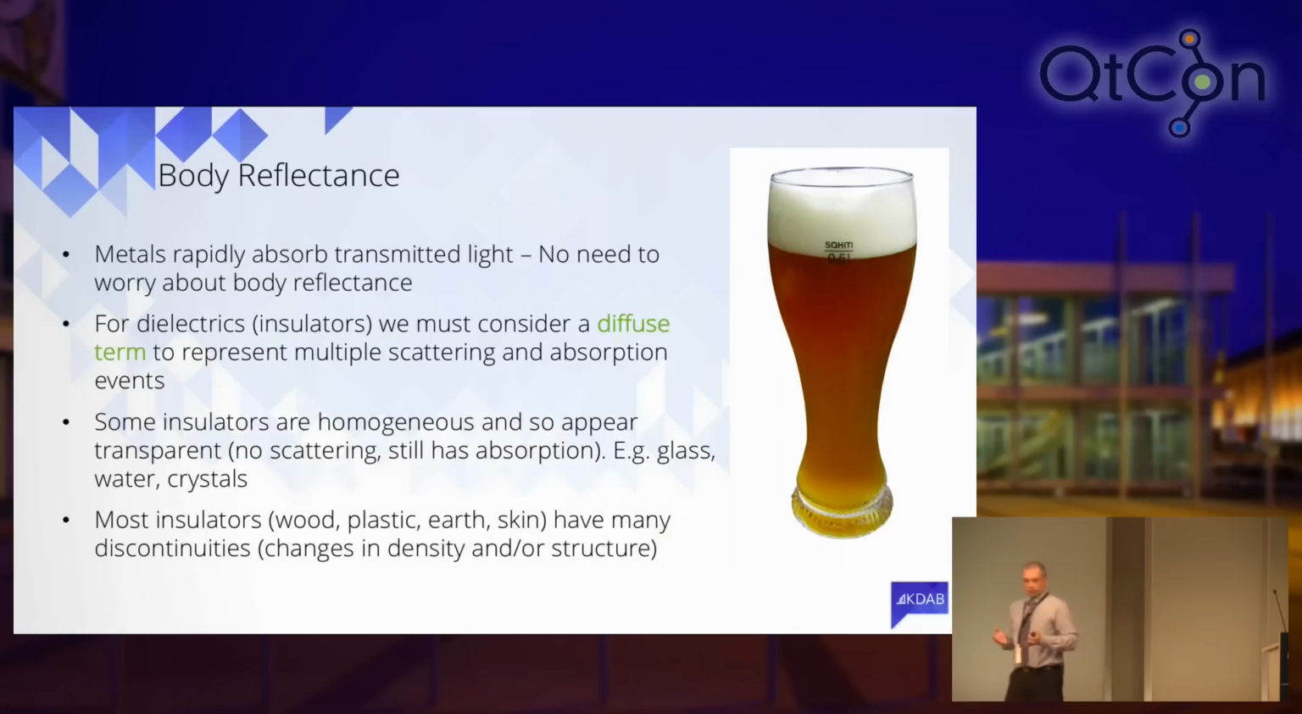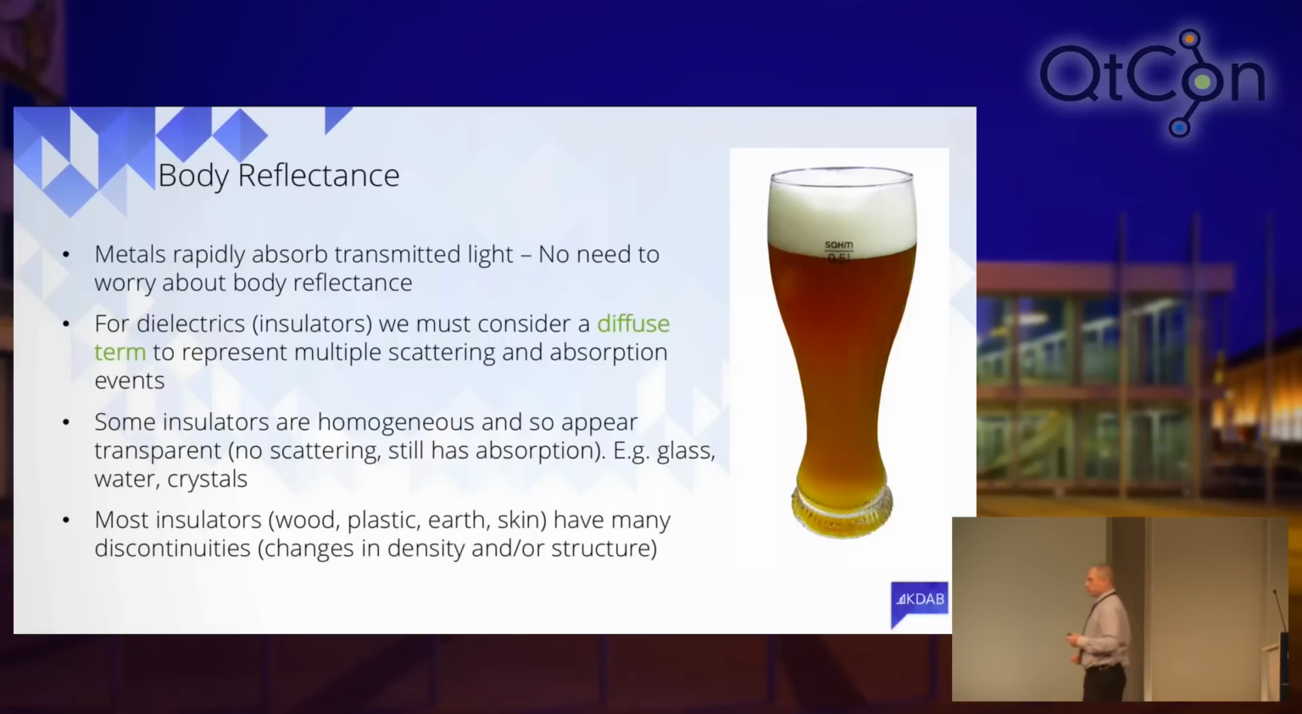Right, so whereas metals absorb any light that penetrates the surface very, very quickly, dielectrics don't absorb everything. They undergo multiple scattering events as the photons go in and bounce around. So we also have to worry about body reflectance. Now, some insulators are homogeneous, things like glass and water. They don't have any optical discontinuities inside them, so they appear to us as transparent.